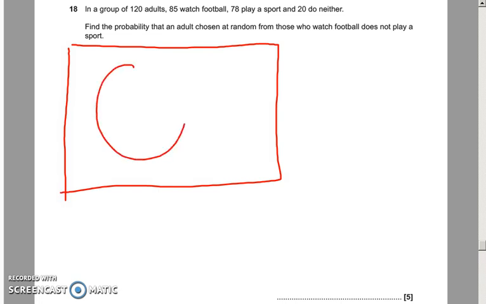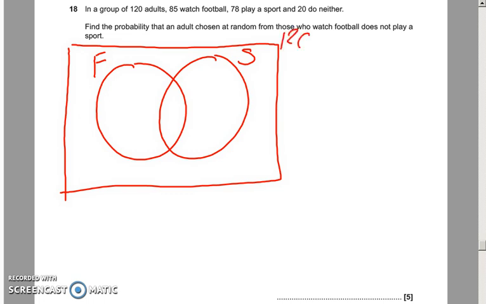So we've got our two circles, like so, and we know that one of those circles is sport, which I'll leave there, and we've got another circle which is football. What we can't do is instantly put in numbers. We know that a group of 120 adults, so this whole Venn diagram represents 120 adults in total. The only thing we can put in is we know that 20 don't watch football and they don't play a sport.